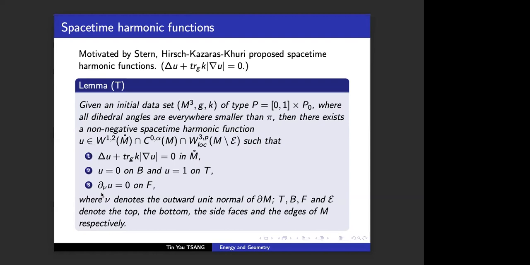So I can do it in the prism scenario. So M, g, k this time is [0,1] times P0, where P0 this time is a q-sided polygon, and all dihedral angles are everywhere smaller than pi. Say for example, the base P0 can be like this, and then overall the product, P itself, [0,1] times P0, can be something like this at this moment.